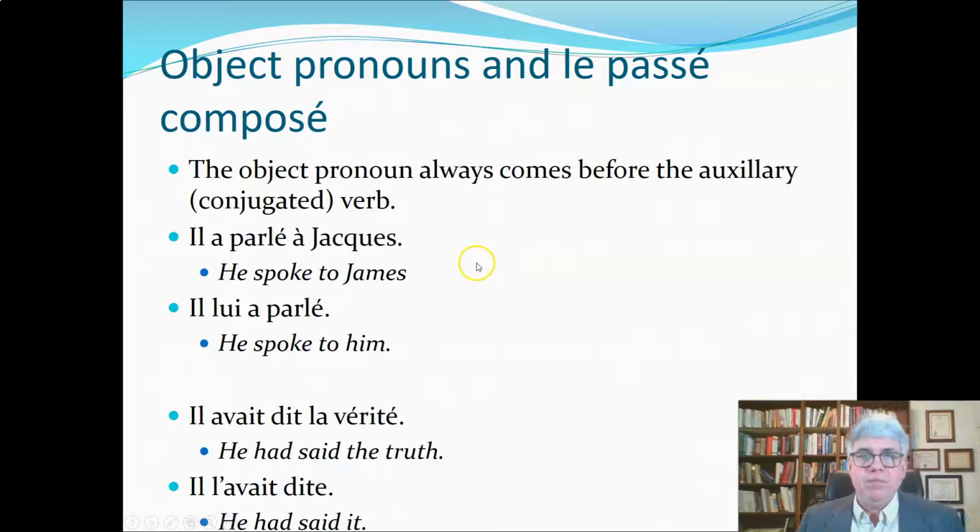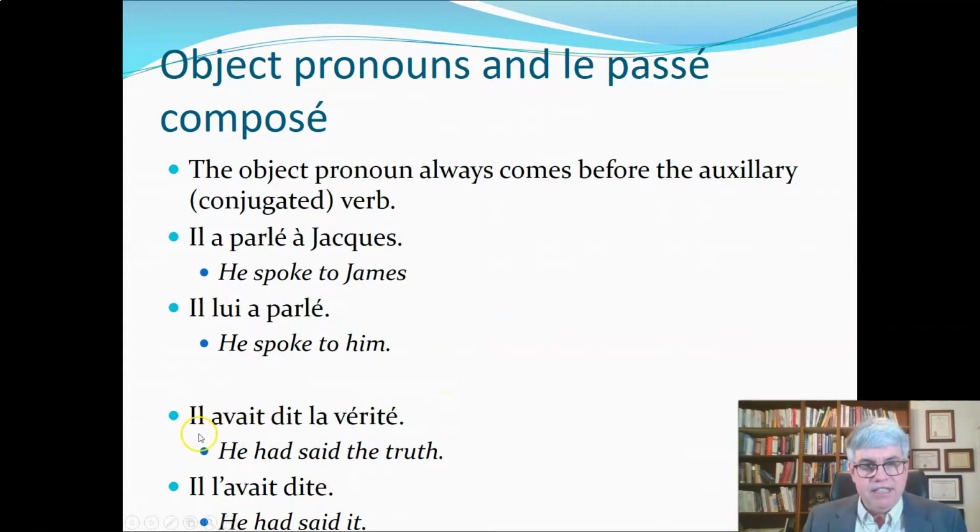How about the passé composé and the other two-word tenses, like the pluperfect? Well, in that case, the direct or indirect object pronoun always comes before the auxiliary verb, the one that's conjugated. Il a parlé à Jacques. So parlé is the past participle. Avoir is the helping verb. So, he spoke to James. So we're going to replace to James with lui, and we're going to put it in front of the conjugated verb. Il lui a parlé. He spoke to him.